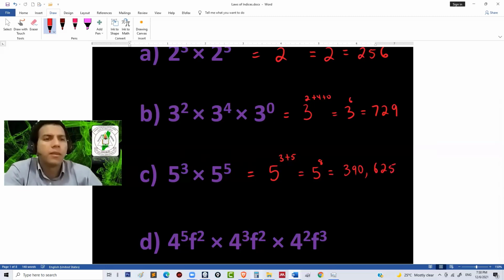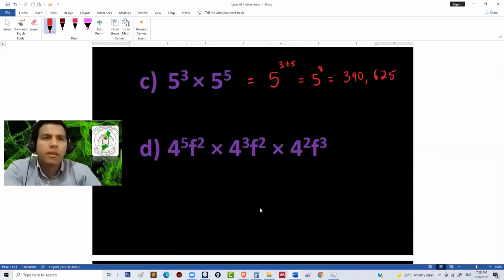Our next example includes variables or letters. So we go through the same pattern. We say the number here is 4, that's the same base. So we'll add the powers of each number 4. So we have 5 plus 3 plus 2. Now we need to write f as the common base. The values are 2, 2, and 3. So we'll say 2 plus 2 plus 3.